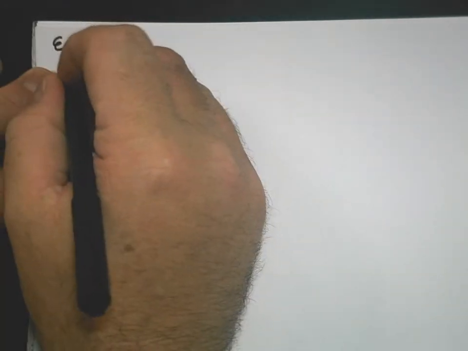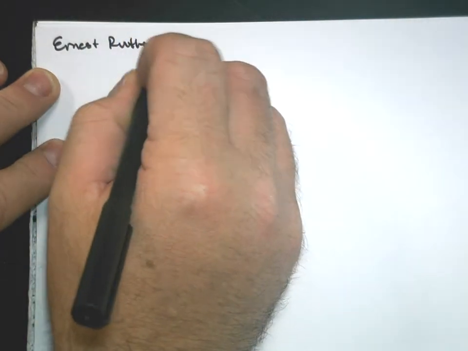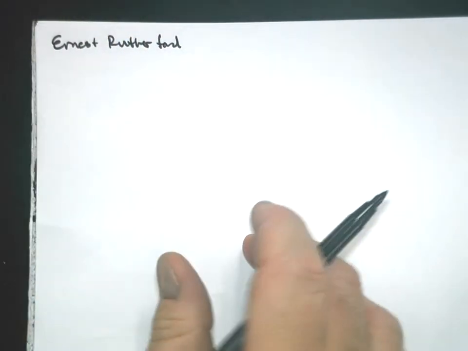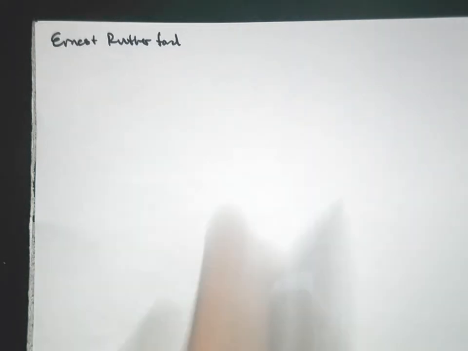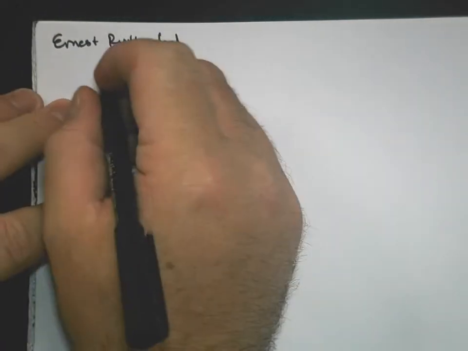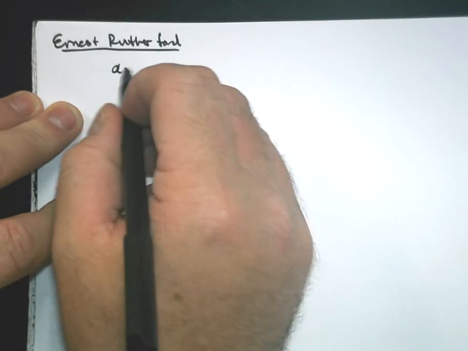Rutherford is known as Ernest. Okay. Ernest Rutherford wanted to further explore the nature of the atom, but he was also messing with radiation. And he was dealing with things called alpha particles.